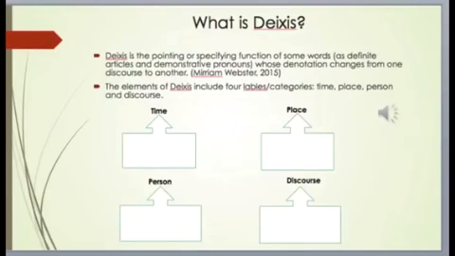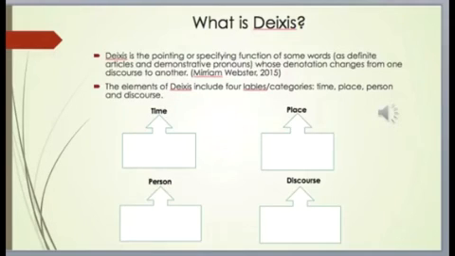Deixis is the pointing or specifying function of some words. It is originally a Greek word, and it is the pointing, as we said, or the specification of the function of those words, whether they are definite articles or demonstrative pronouns. And their denotation will change depending on the discourse.